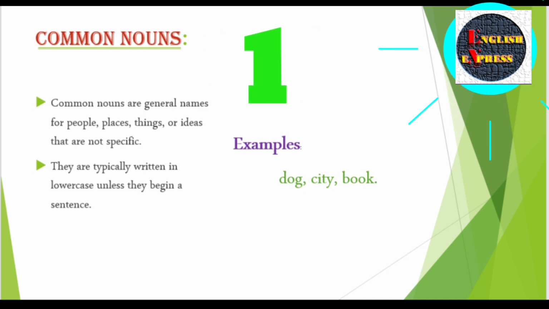First one is common nouns. Common nouns are general names for people, places, things, or ideas that are not specific. They are typically written in lowercase unless they begin a sentence. For example, dog, city, book. Here, dog, city, book, these are all not specific things.